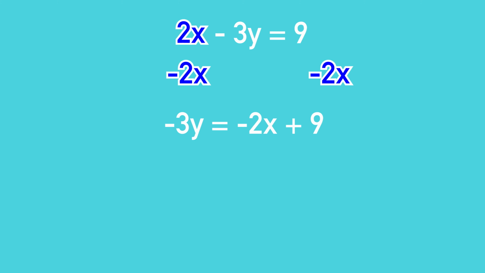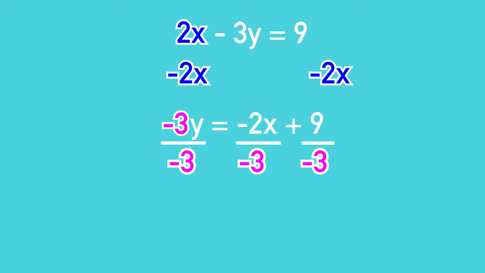So, we are going to start solving our equation by reversing the addition of 2x. We will do this by using the subtraction property of equality, leaving -3y equals -2x plus 9. Then, we need to divide both sides by -3 to reverse the multiplication. -3y divided by -3 equals y. -2x divided by -3 is positive 2/3 x, and positive 9 divided by -3 is -3. So, the result is y equals 2/3 x minus 3.